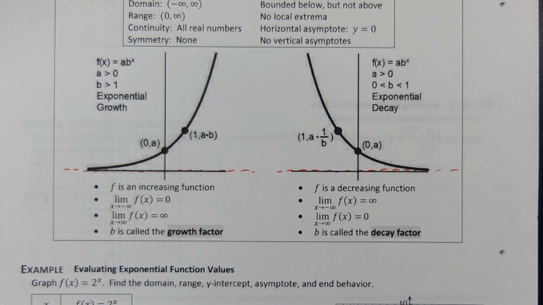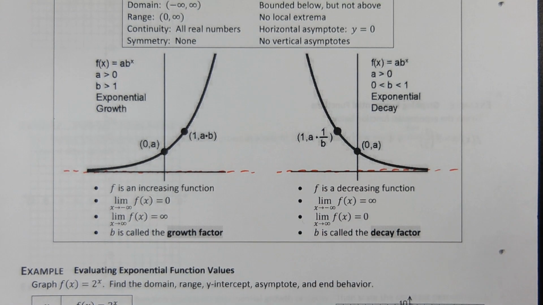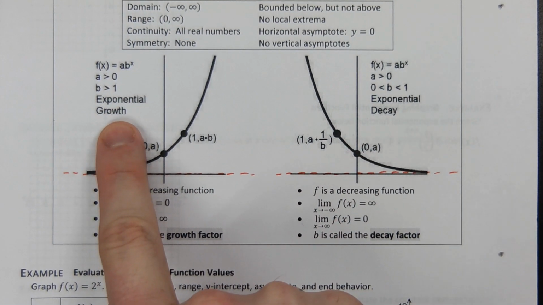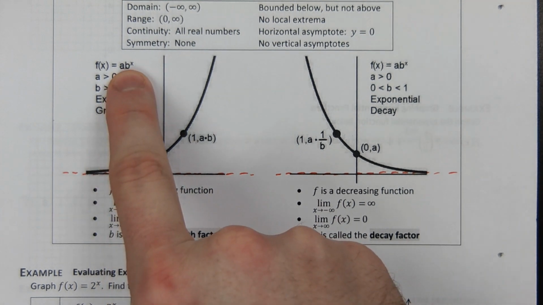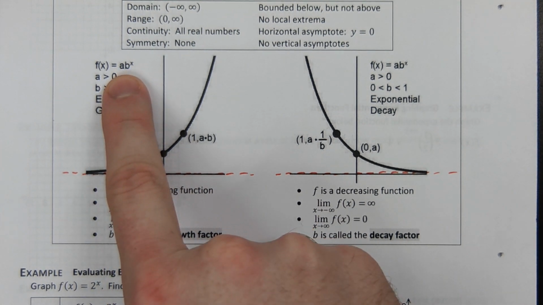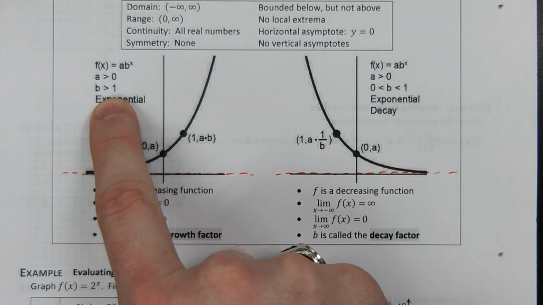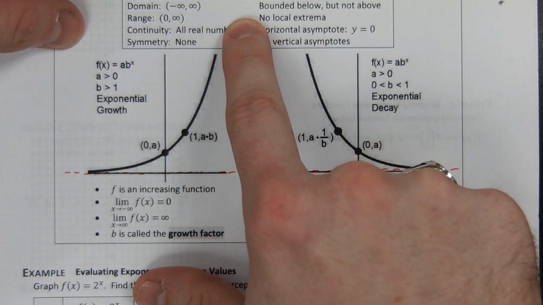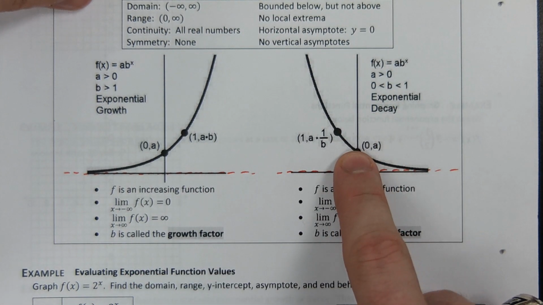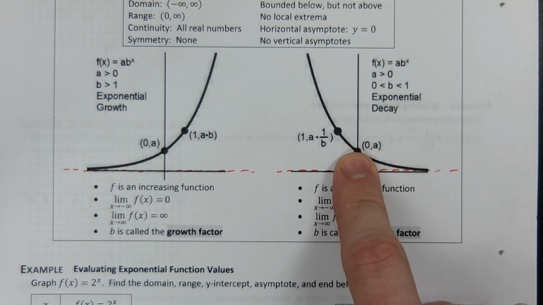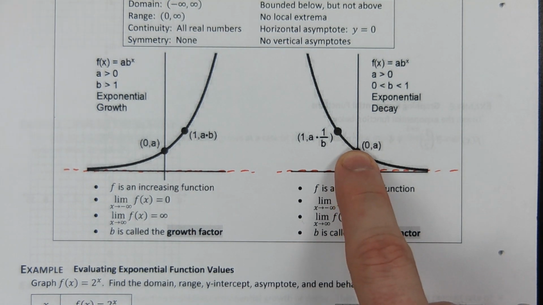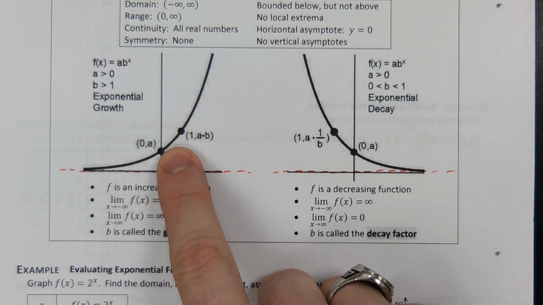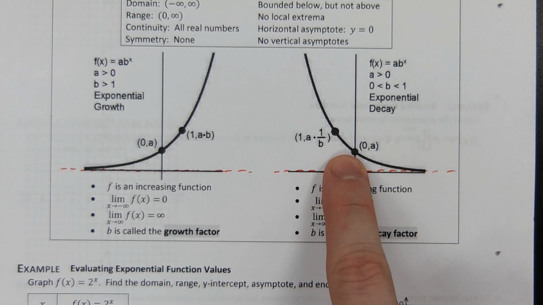So like I said, there's two kinds of parent exponential functions. Exponential growth is what we call anything of the form ab to the x, where a is positive and b is greater than 1. Exponential growth. See, look, it goes up as x gets bigger. Exponential decay occurs when a is positive and the exponential base is between 0 and 1. Because remember, it has to be positive, but it can't be 1. So this is what happens when the base is bigger than 1. This is what happens when the base is between 0 and 1.